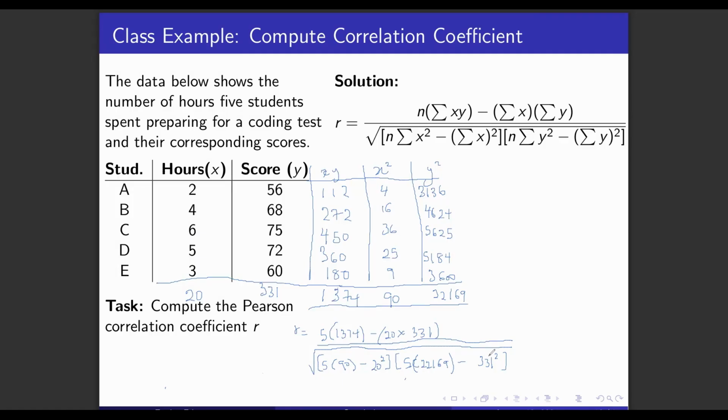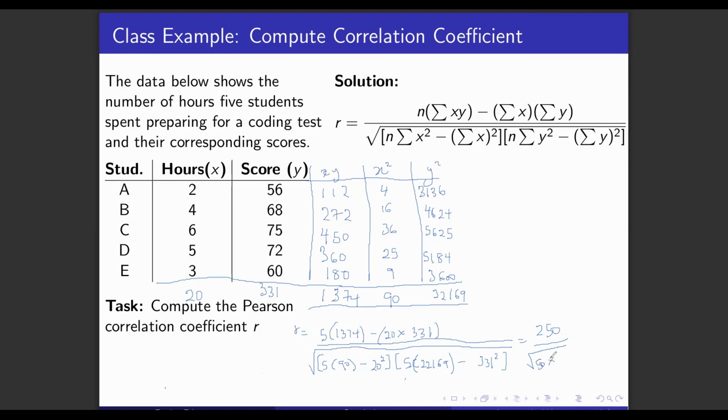So for the numerator, we have 5 times 1374, close bracket, minus, open bracket, 20 times 331, close bracket, equals 250. The numerator is 250. All over, the denominator is going to be the square root of something. So let's do the first bracket, which is 5 times 90 minus 20 squared, which gives me 50.